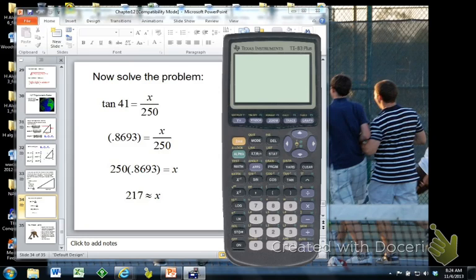So we found that the tangent of 41 is equal to x over 250, or that 250 times the tangent of 41 equals x. So I can just plug in 250 times the tangent of 41. As long as I make sure I'm in degree mode, I should come up with 217. So that's how you'll use your calculator.